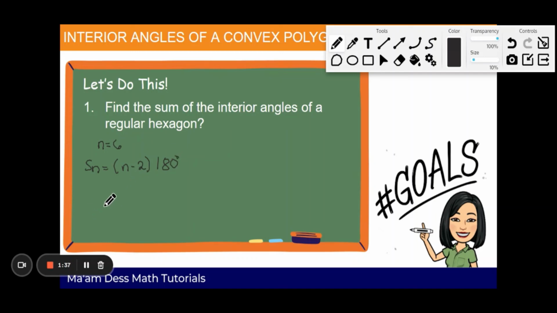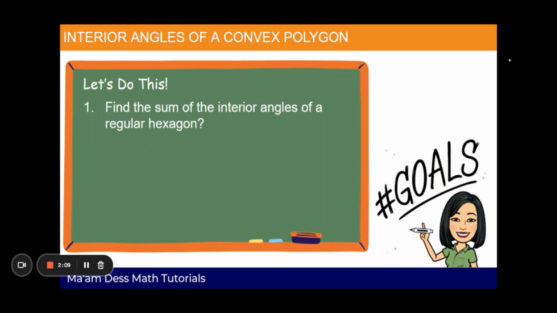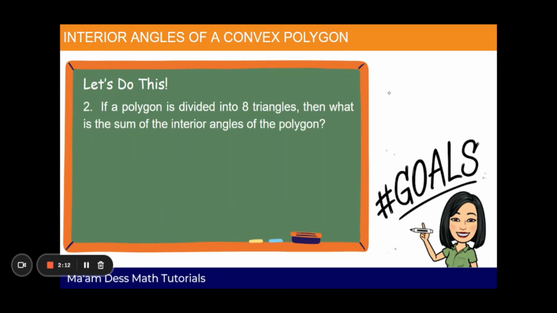Okay, so we will have 6 minus 2 times 180 degrees. So we will have 4 times 180 degrees. So our answer is 720 degrees. Okay, so the sum of the interior angles of a regular hexagon is 720 degrees. Okay, next one. Number 2.